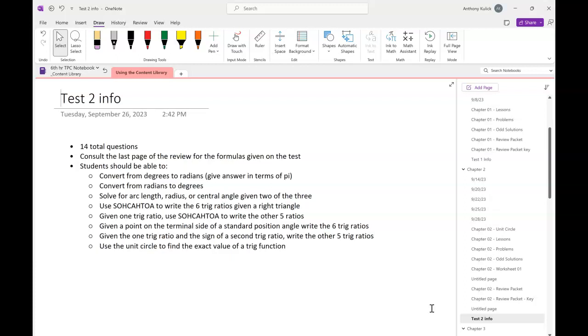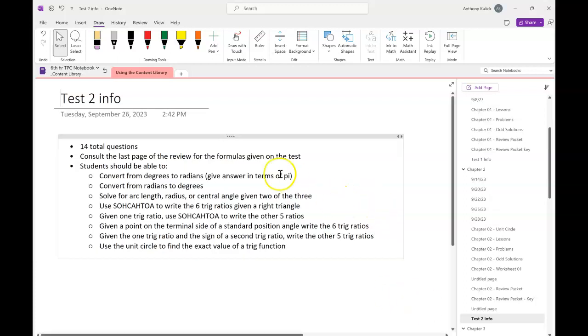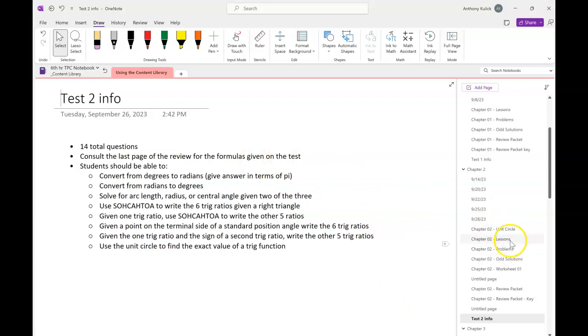The last page of the review has a list of the things that you'll be given on the test. If you look at the last page of the review, it's the unit circle. I'll give you a unit circle for the test. You don't need to write one on your equation sheet. In fact, every test you'll get a unit circle in this class.